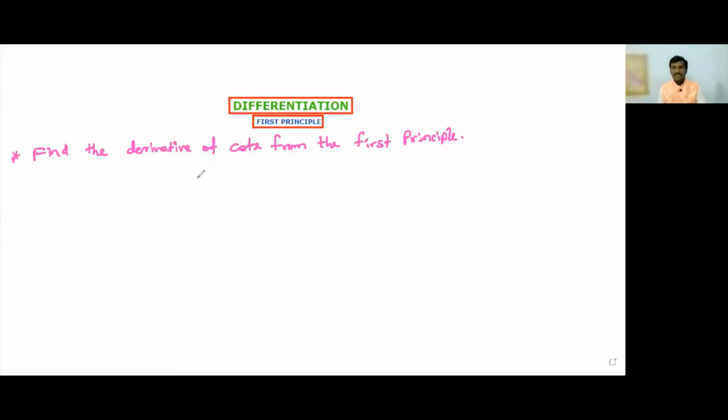So in differentiation, the most important method is the first principle. Here, find the derivative of cot x from the first principle. What is first? We have to write the given function. Let me take the given function as f of x is equal to cot x. Now I am finding the value of f of x plus h, that is cot of x plus h.